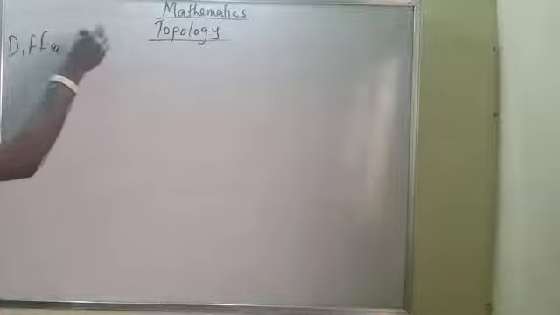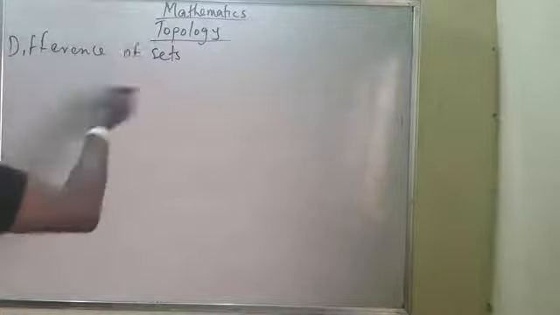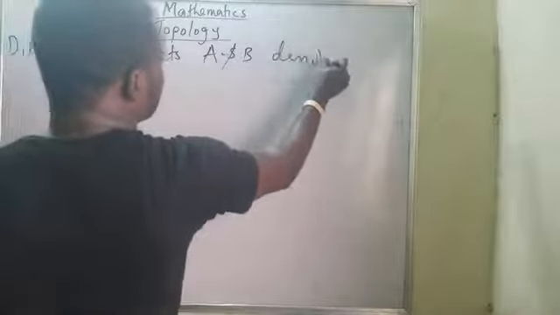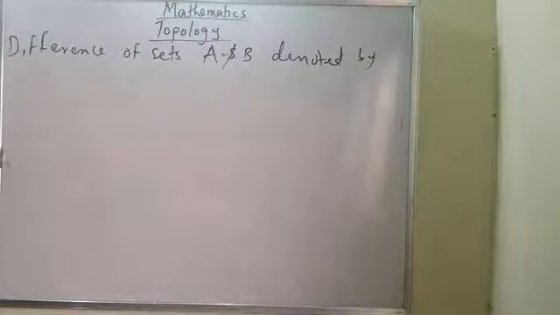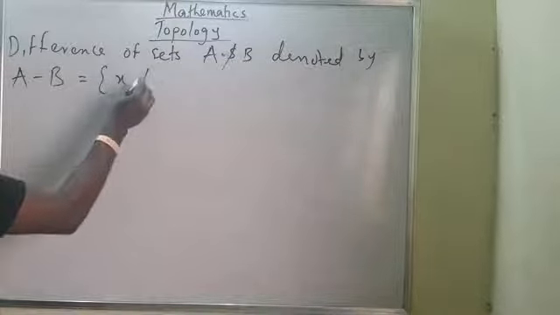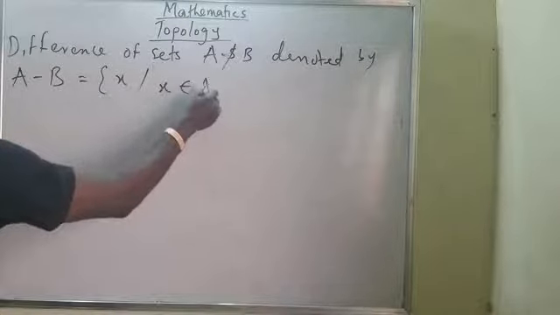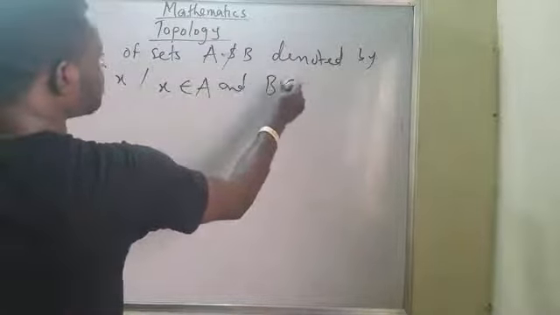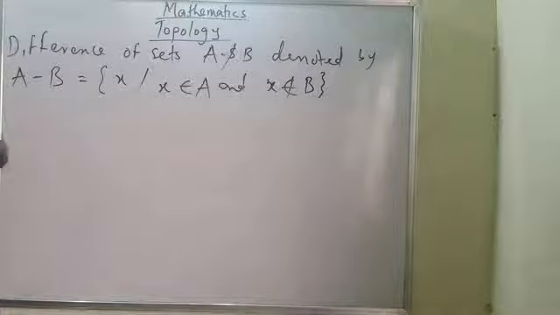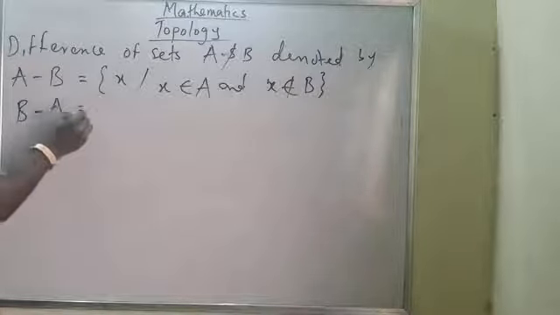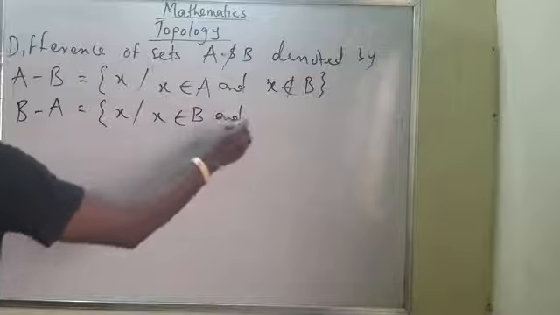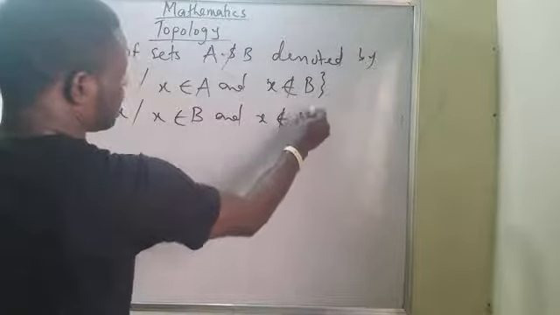I'm referring to the difference of sets A and B, denoted by A minus B, which means x belongs to A and x does not belong to B. That is the difference of the set. Now, if it is B minus A, it means x belongs to B and x does not belong to A. Okay, take note of that.